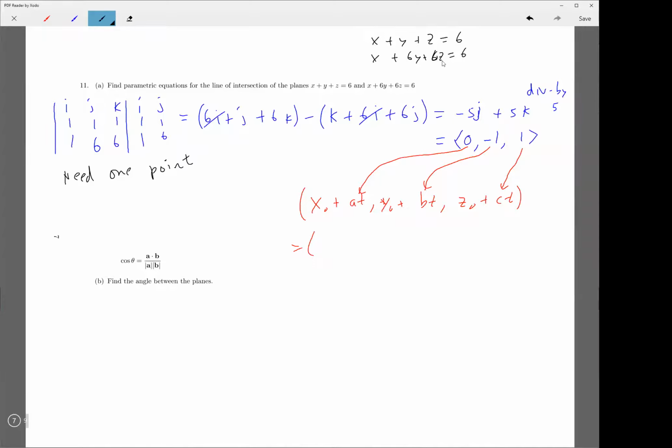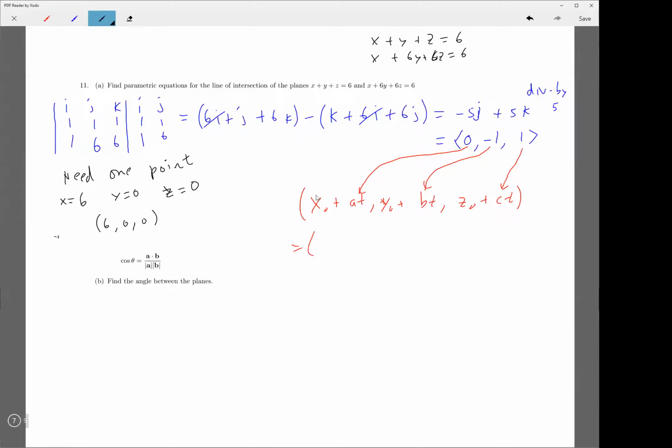And if you do that, then that's a lot easier. And so I'm looking at this and I see a solution almost immediately. If I set y and z both equal to 0, then if I set x equal to 6, that works, right? That's going to satisfy both equations. So 6, 0, 0 works.